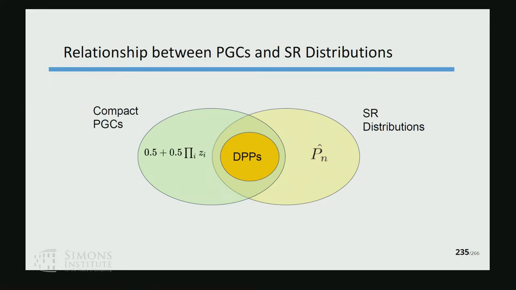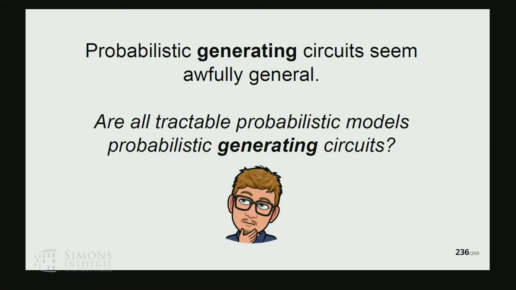And this is all very recent work. The PGCs were only proposed 2 years ago, and all of the other follow-up work is from this summer. So I think there's a lot to be done for people that like generating functions and polynomials to understand really the landscape here. And at least today, I'm not aware of any distribution over binary random variables that is efficient to compute marginals in that does not have a small probabilistic generating circuit. And so maybe someone can tell me one or prove that this is the universal language of all tractable distributions.